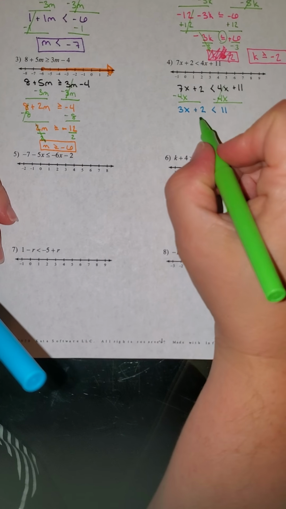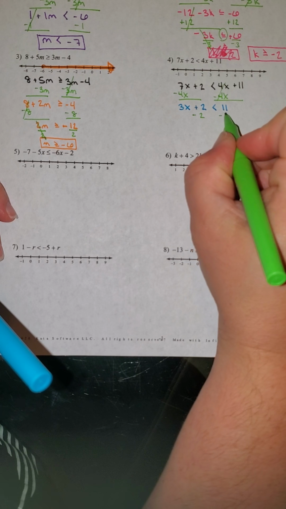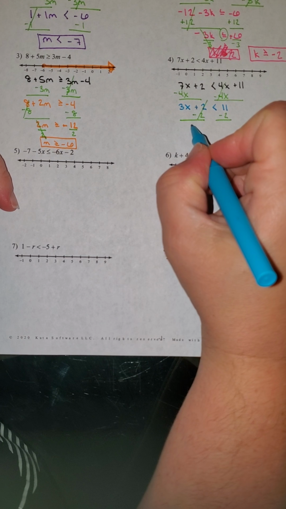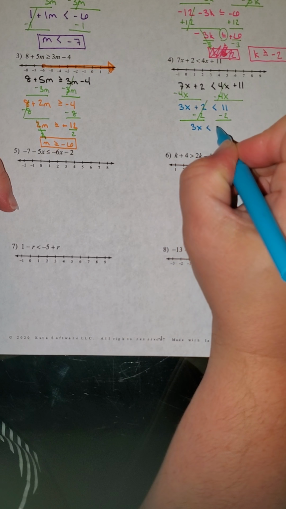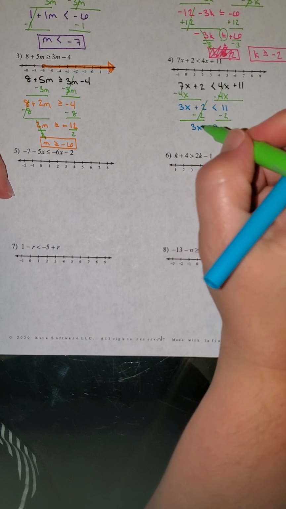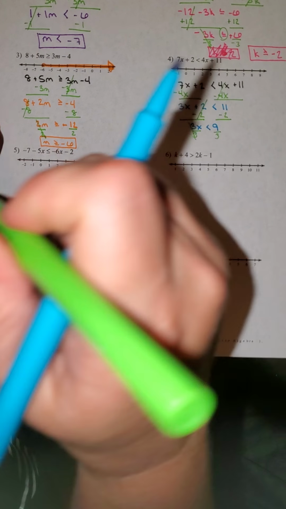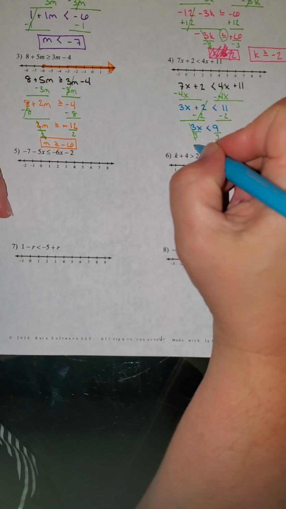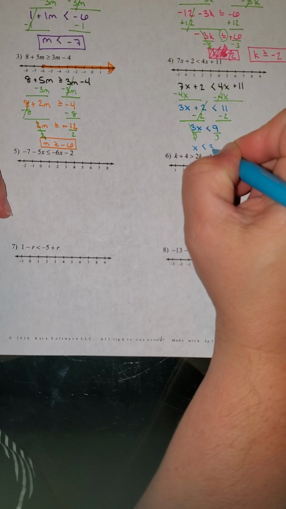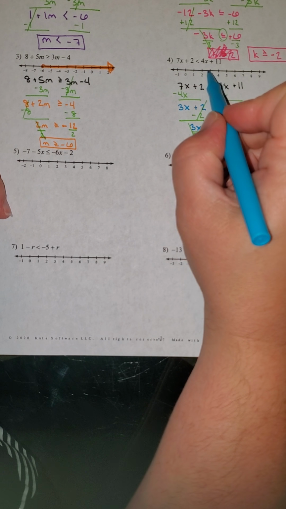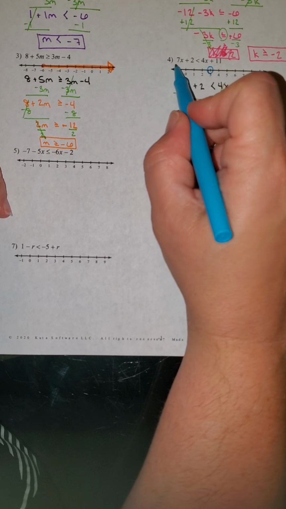Subtract 2 from both sides. So 3x is less than 9. And finally, divide both sides by 3. And you end up with x being less than 3. Less than, remember, gets an open dot and then shade to the left.